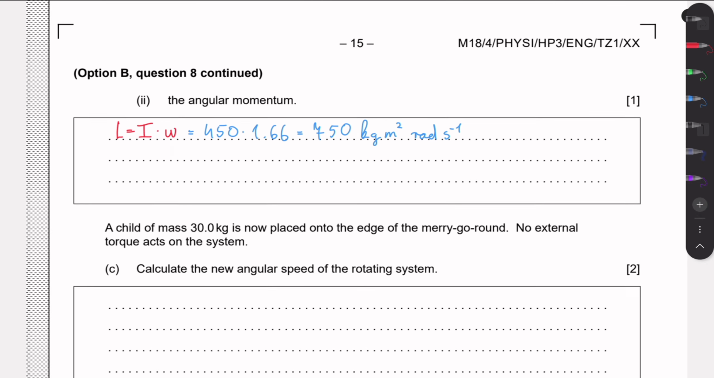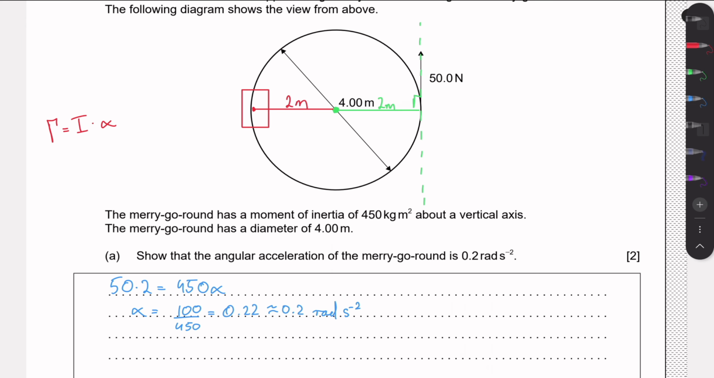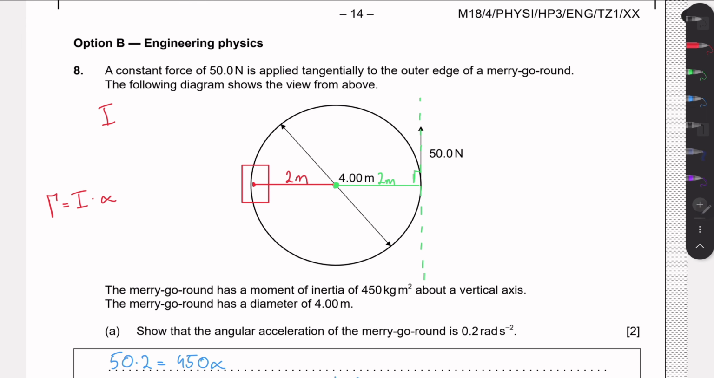So firstly, we need to calculate the new moment of inertia. We know moment of inertia is just the sum of mass times the radius squared. Without the child, our moment of inertia was 450 kilogram meters squared. But by adding this child, we added a point mass to the edge of the merry-go-round. And this child has a mass of 30 kilograms and is a distance of 2 meters away.